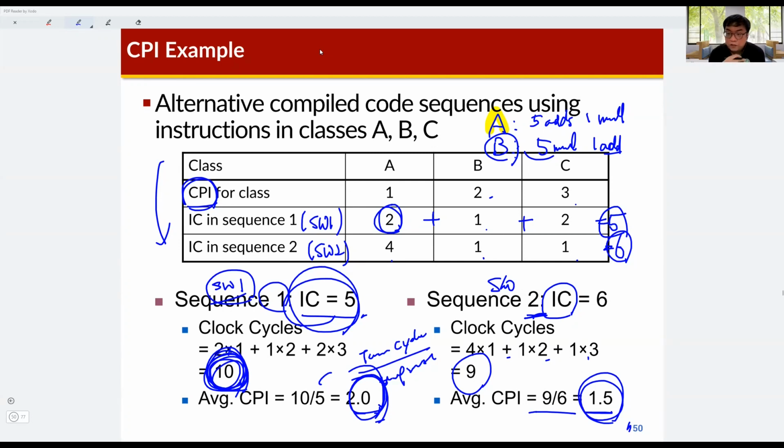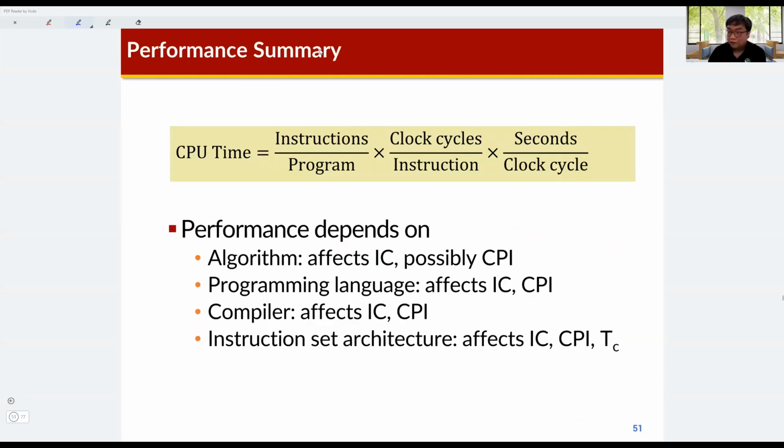So do you have any questions about what we learned in the previous class? Okay, good. So I will move on to today's topic.